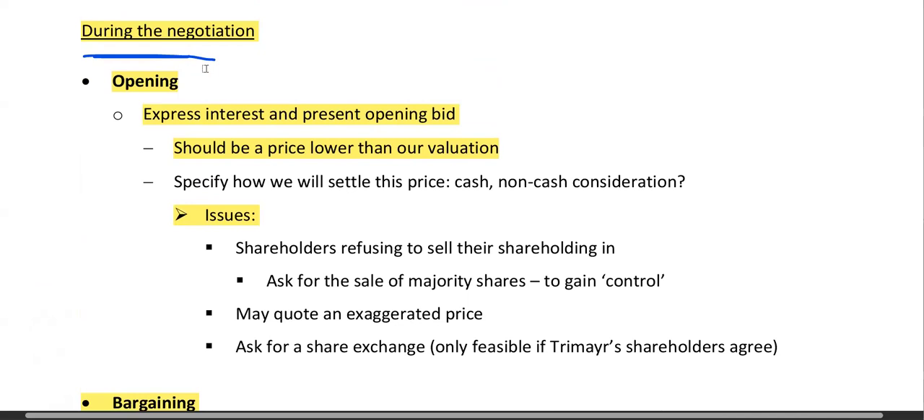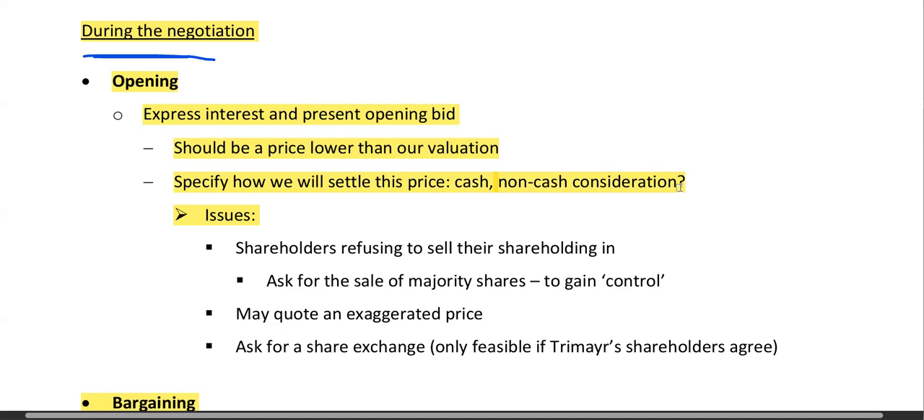And we will also need to specify how we will settle the price, because sometimes we may not be able to fully fund the acquisition using cash, in which case we might have to consider something like a share for share exchange. So we would also need to highlight how we would be settling the purchase consideration, and that will complete the terms of the offer, the price, and how we intend to settle the price.